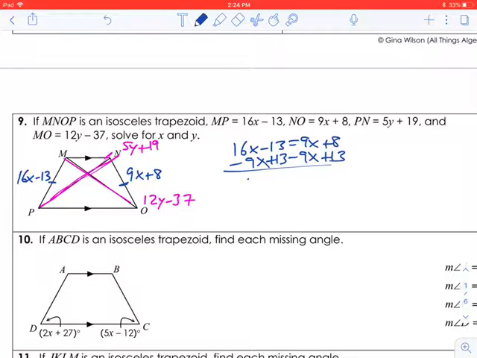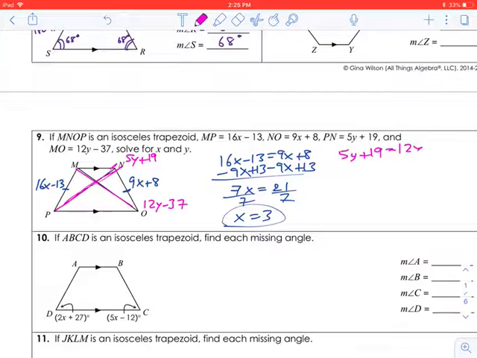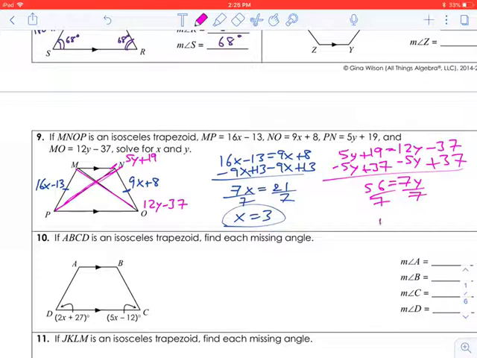So I'm kind of skipping some steps here, but 7x equals 21 and x equals 3. And then the same deal for the y value. Diagonals are congruent, so 5y plus 19 equals 12y minus 37. So again, I'm going to get y on the same side, which gives me 7y. I'm going to add 37 to the other side, which gives me 56. Divide by 7, get y equals 8.